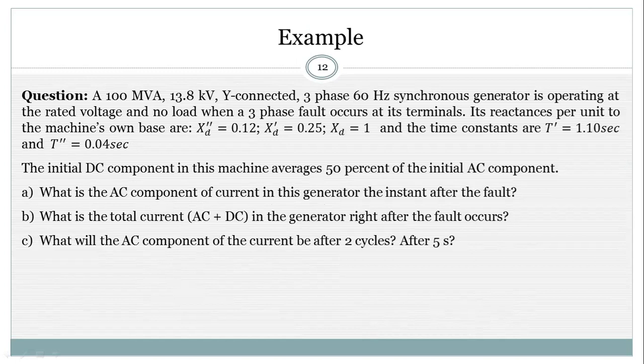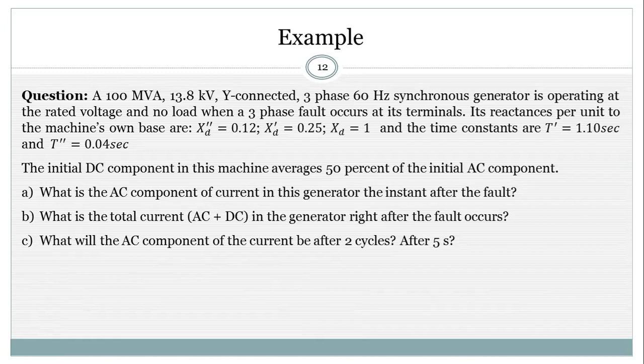A 100 MVA, 13.8 kV, Y connected, 3-phase, 60 Hz synchronous generator is operating at the rated voltage and no load when a 3-phase fault occurs at its terminal. Its reactances per unit, to the machine's own base, that is the subtransient, transient, and steady state reactance, are given. The time constants for transient and subtransient are also given. The initial DC component is 50% of the AC component.